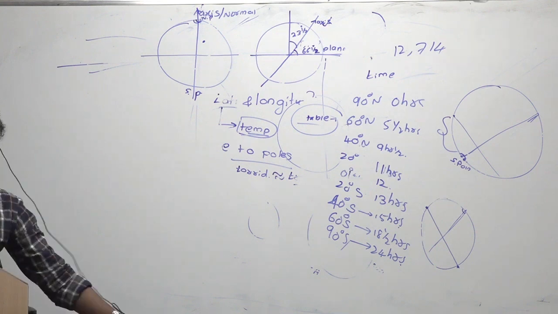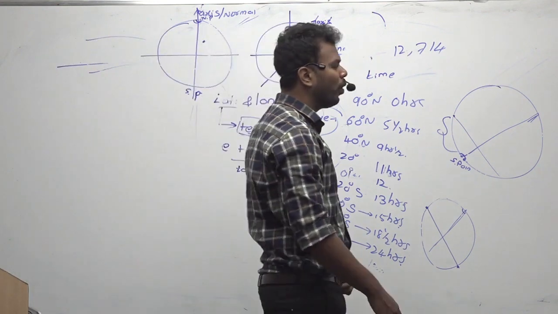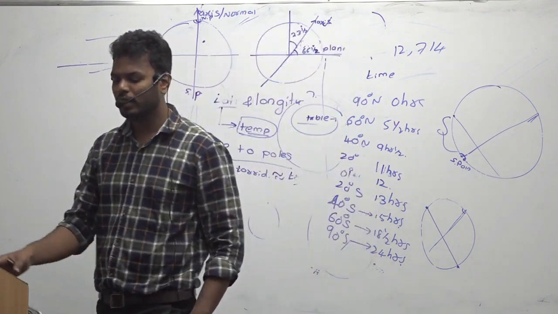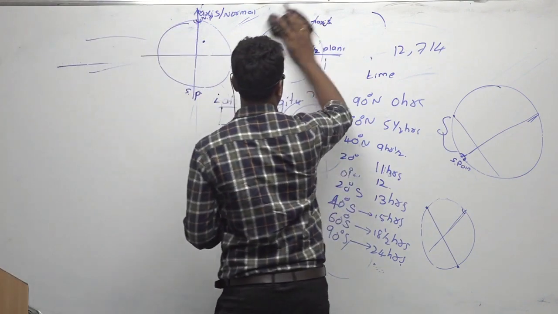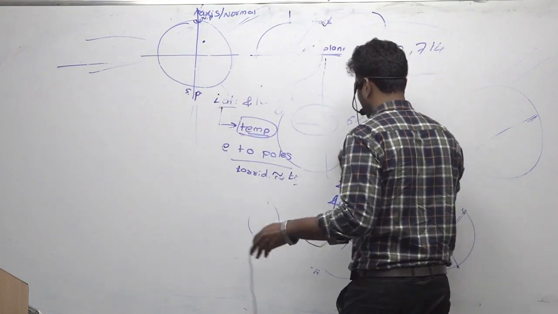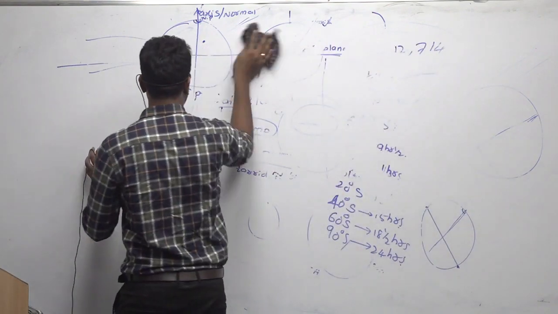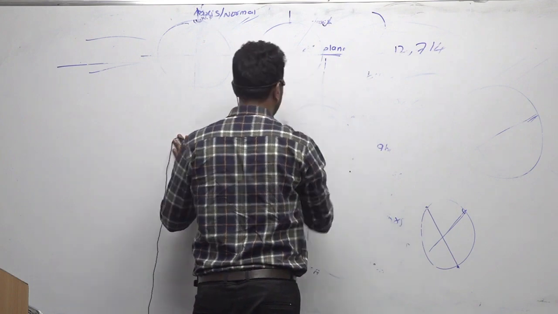Okay, just write down the final thing. Hence, the sun will not be overhead beyond the tropics.